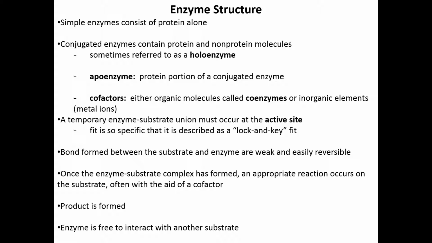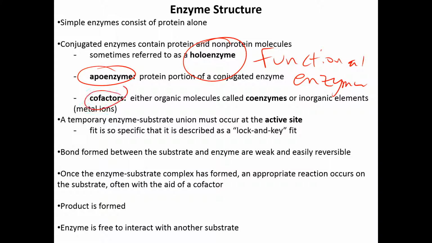Alright, so when you're talking about enzymes, just the protein portion of an enzyme is the apoenzyme. Conjugated enzymes contain proteins and a non-protein molecule. So this is the whole enzyme, the whole functional enzyme. This whole enzyme you can break apart into apoenzyme and cofactors and coenzymes.